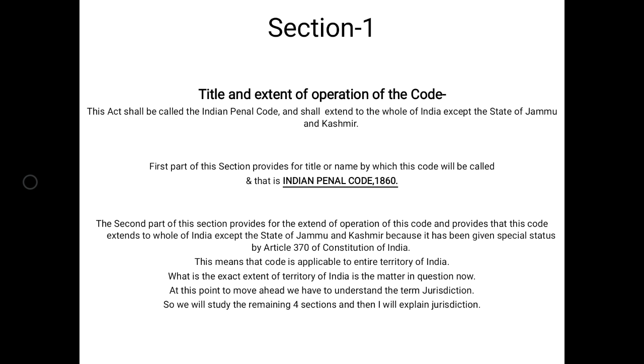The second part of this section provides for extent of operation of this code and provides that jurisdiction extends to whole of India except the state of Jammu and Kashmir, because it has been given special status by Article 370 of Constitution. This means that code is applicable to entire territory of India. What is the exact territory of India is the matter in question now. At this point, to move ahead, we have to understand the term jurisdiction. So we will study the remaining 4 sections and then I will explain jurisdiction.